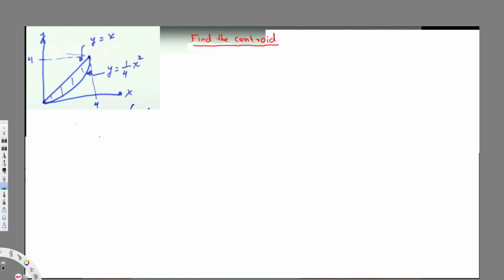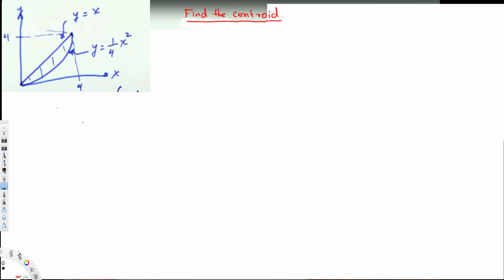Hang on guys, let's do this problem right here. The question is asking to find the centroid. So let's see how we can do this. First of all, we have to know the equation to find the centroid. It's going to be x bar is equal to the integral of x dA over the integral of dA.